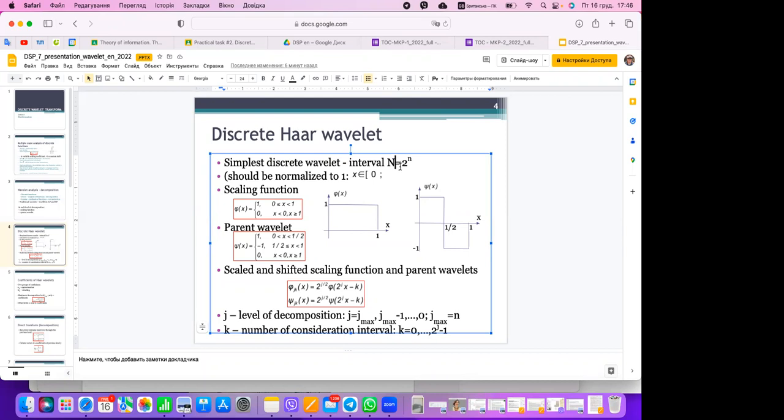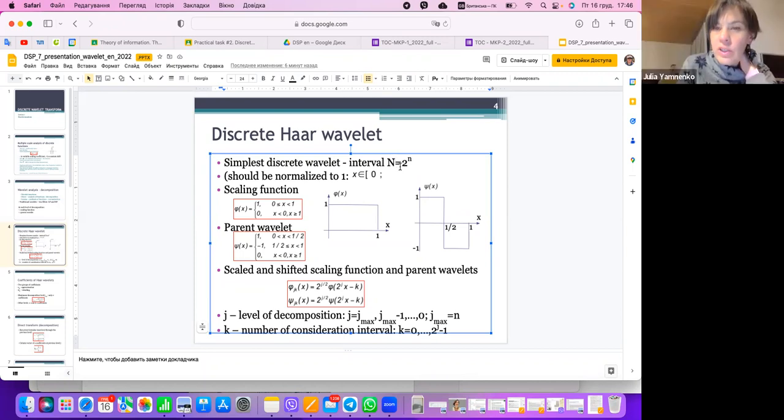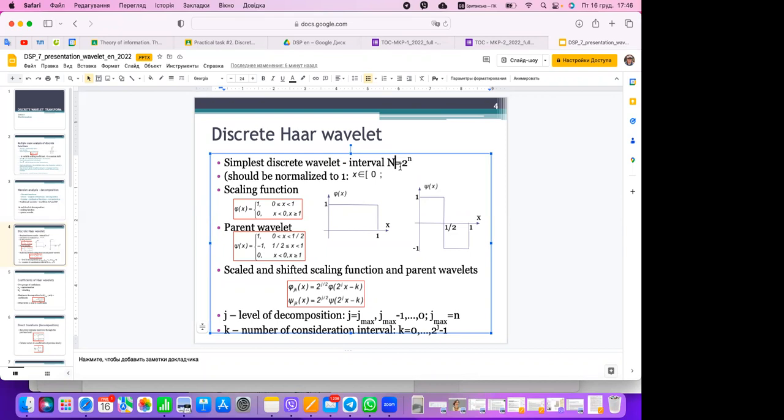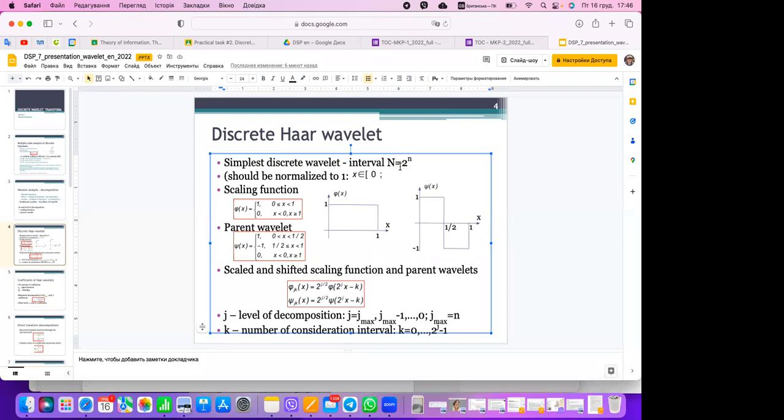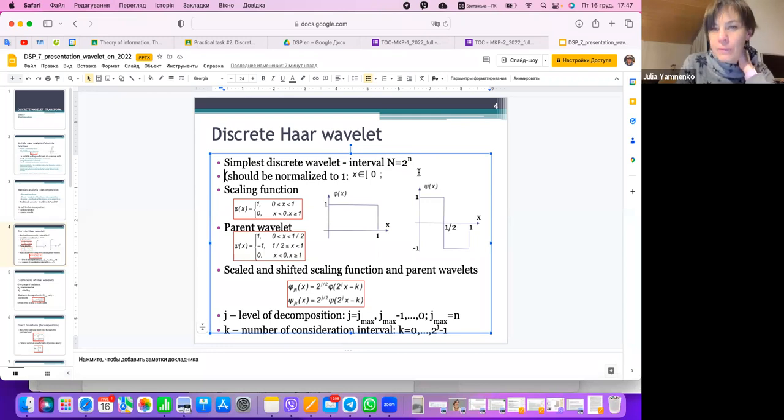16 will be 4. 4, of course. Then 32 will be... not 6, no. 16 was 4, so 32 is... okay. 32 is 2 in the power 5.